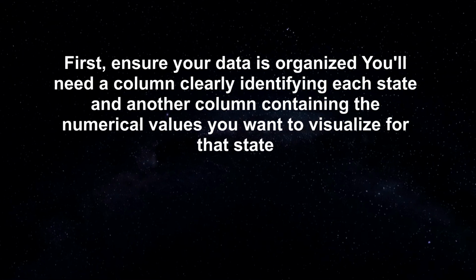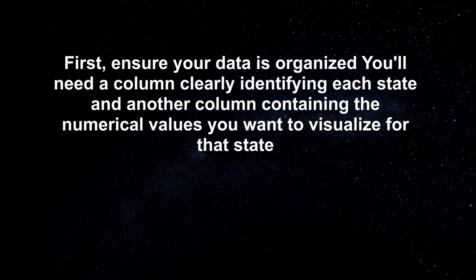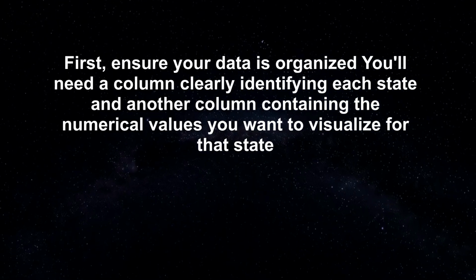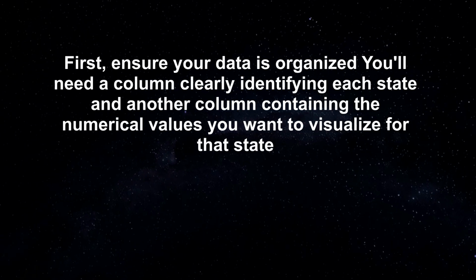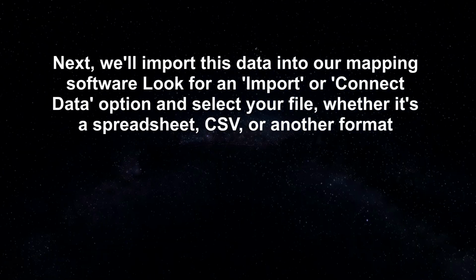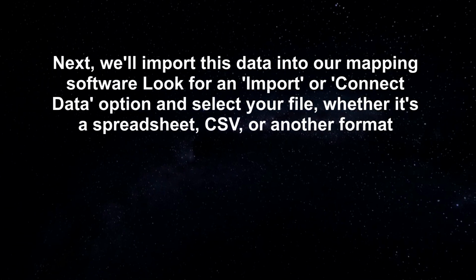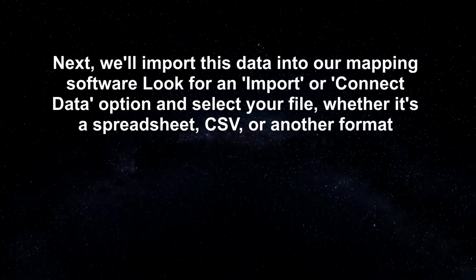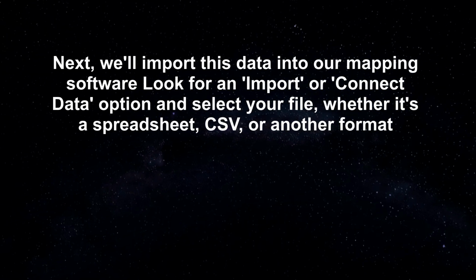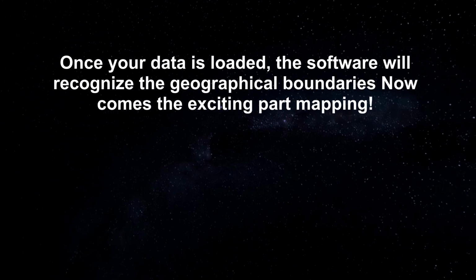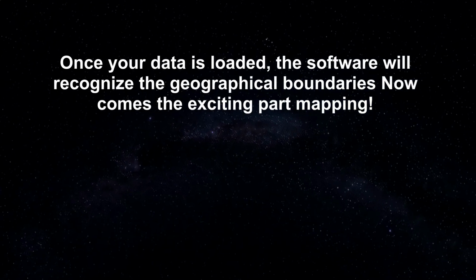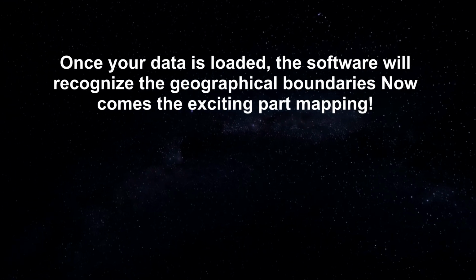You'll need a column clearly identifying each state and another column containing the numerical values you want to visualize for that state. Next, we'll import this data into our mapping software. Look for an import or connect data option and select your file, whether it's a spreadsheet, CSV, or another format. Once your data is loaded, the software will recognize the geographical boundaries.